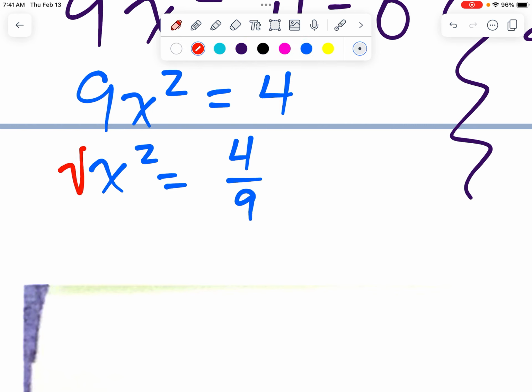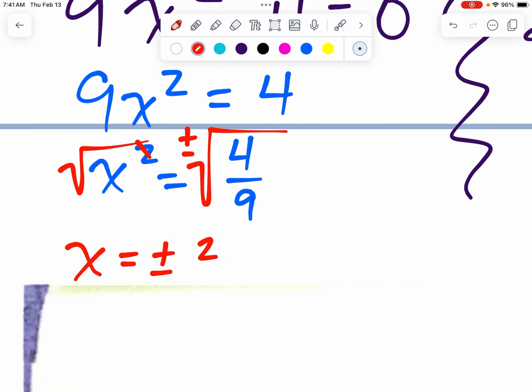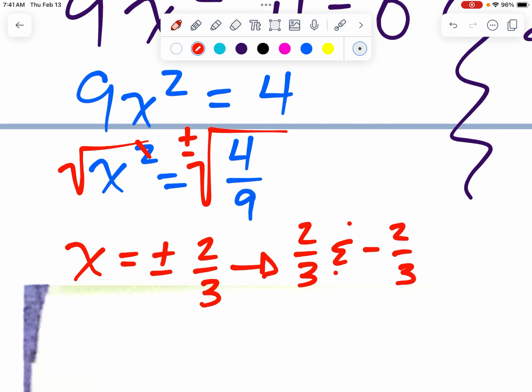So I take the square root, that cancels. And remember, when you take the square root, it's plus or minus. Well, guess what? The square root of 4 is 2, and the square root of 9 is 3. So I have two fractions right here. That is the same as saying x equals 2/3 and x equals negative 2/3.